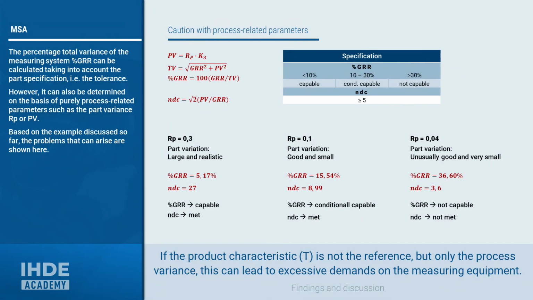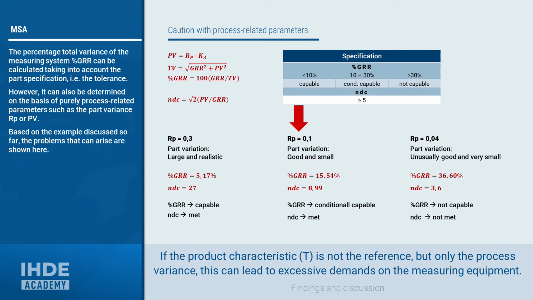We have just calculated the percentage total variance, %GRR, taking into account the specification of the characteristic. This means the tolerance. Now let's take a look at what can happen if the calculations are carried out purely on the basis of process-related parameters. For this purpose, a part variance of RP 0.3 is assumed. Such a spread is large but realistic.